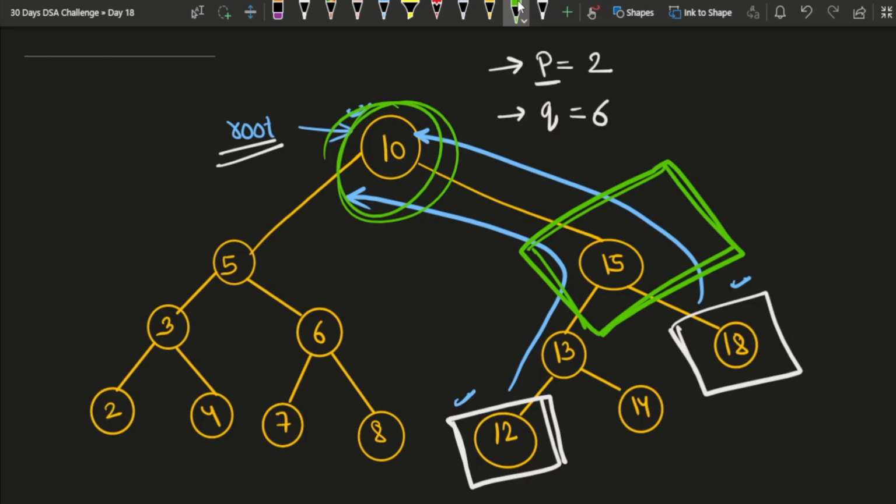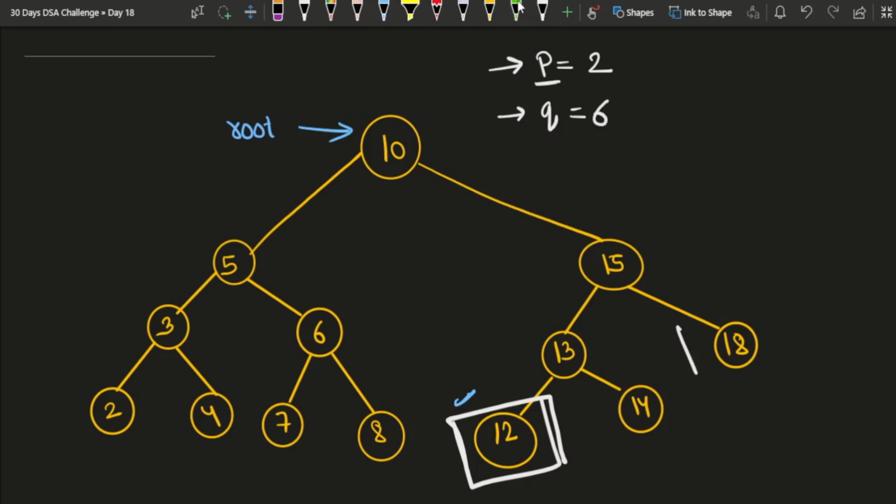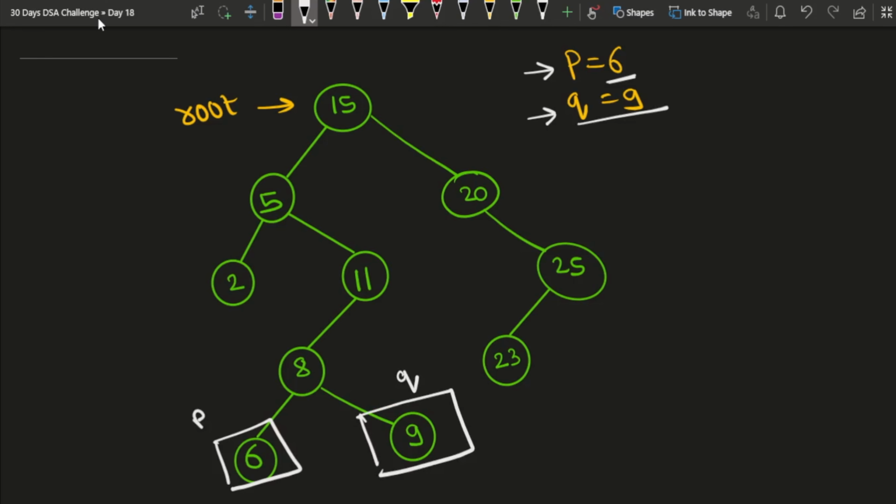Okay, so I hope now you have understood what is lowest common ancestor in a binary tree or in a binary search tree, right? Now let's try to think of how we are going to solve this particular problem. Let's take this particular example to understand how we are going to solve this problem. In the question we are given two nodes. The first one is P and the second one is Q. Here you can clearly see that P is equal to 6. It means this is my node P, and Q is equal to 9. It means that this is my node Q, and I need to find out the lowest common ancestor of both the nodes, right? So how can I do that?